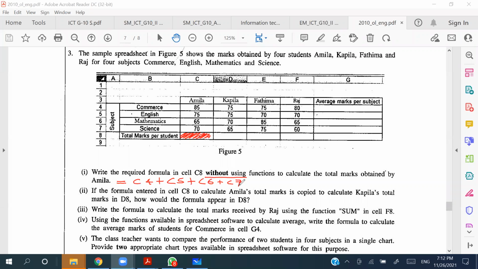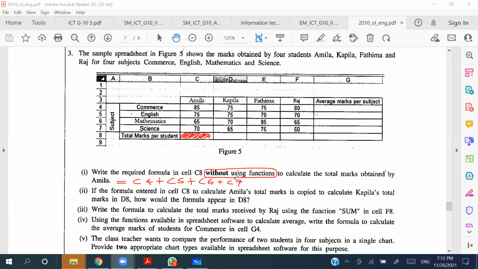Sum will not be okay. You can't take sum as the answer, because they say without using functions. So sum is a function. So you can't use the sum function. Right? So this is going to be the answer.